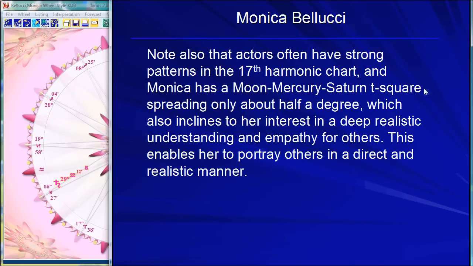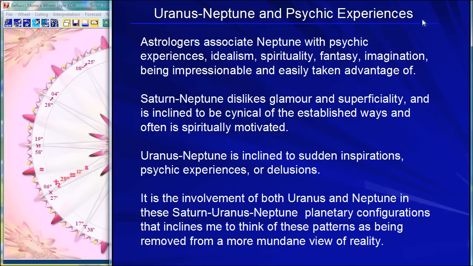Also, she is an actress, and typically you'll see very strong patterns in the 17th harmonic chart. She does have a very, very strong Moon, Mercury, Saturn T-square. So I'm just mentioning different aspects and how all these things work together to affect the person.